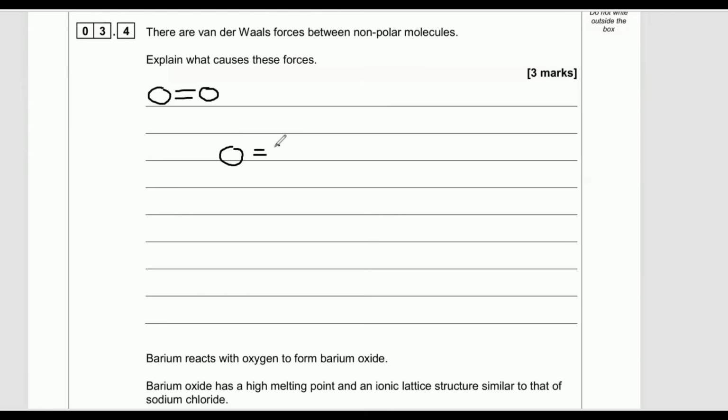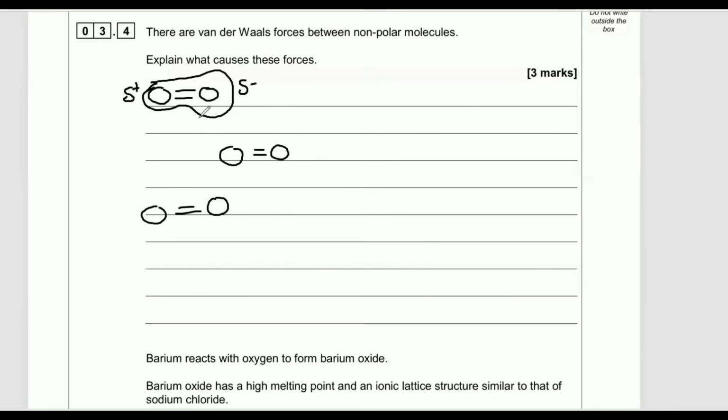Why do we get temporary dipole-dipole forces in oxygen? Well, at any one second, electrons are flipping. So at one second, the electrons in the bond might be slightly closer to this oxygen, and then a second later, they might be slightly closer to that oxygen. And then a second later, slightly closer to this oxygen, hence the bulge around this oxygen. And what this does is, temporarily that becomes delta negative, and this oxygen atom becomes delta positive.